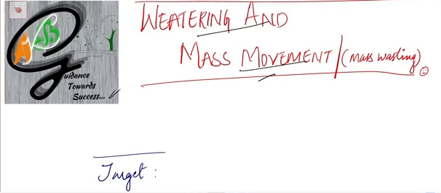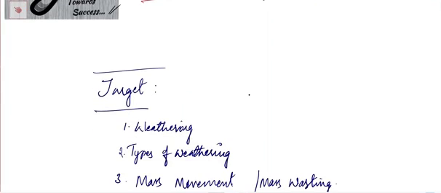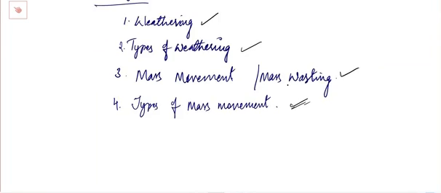and mass movement, or it is also called mass wasting. So today we are going to learn about weathering, and let's see what our targets are today. First, we are going to see what weathering is and the types of weathering, mass movement or mass wasting, and types of mass movement. So let's see in detail.